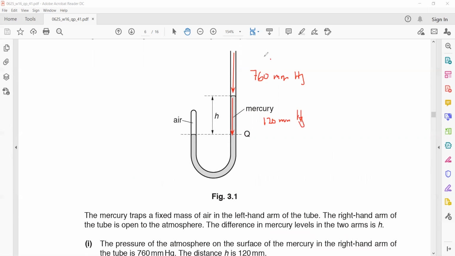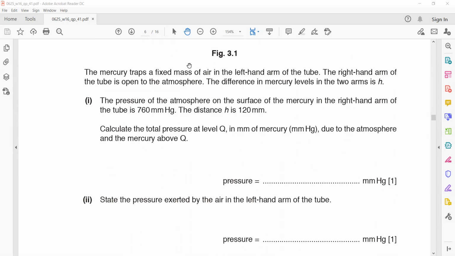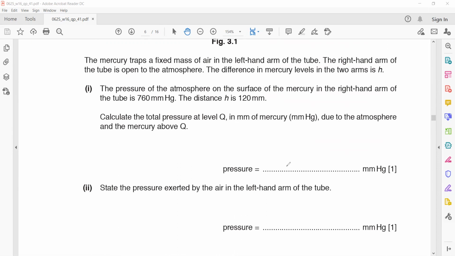So that will be the sum of atmospheric pressure plus pressure due to liquid. So atmospheric pressure is 760 millimeter and pressure due to liquid is 120. So that will be equal to 880 millimeters. Then state the pressure exerted by air in the left arm of the tube.